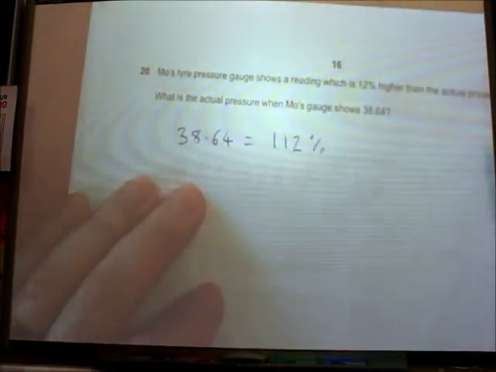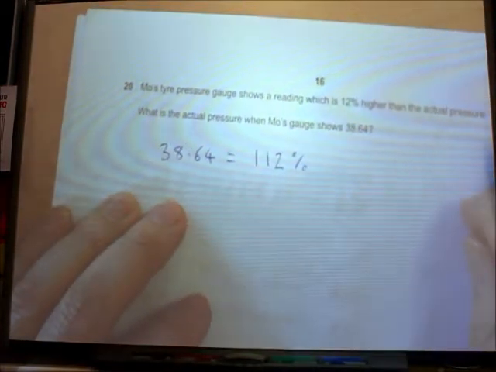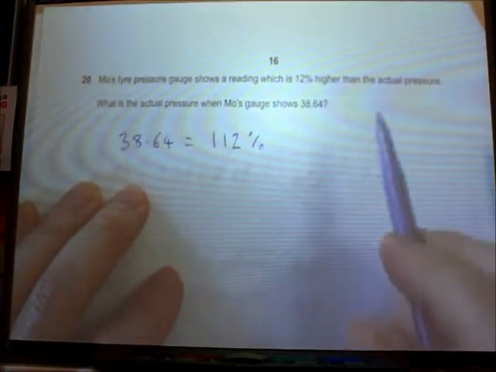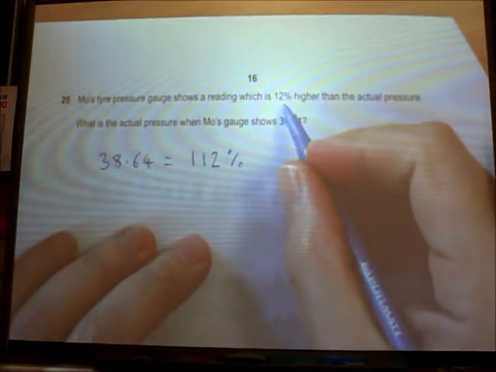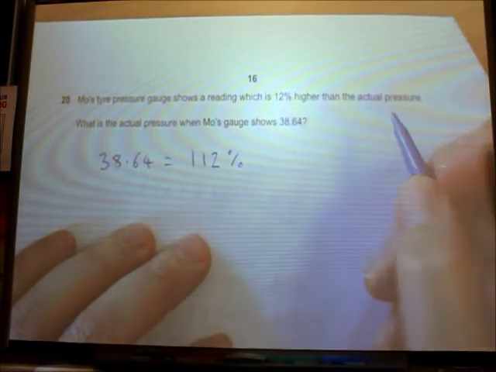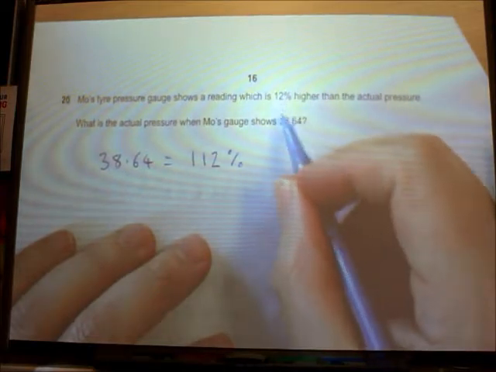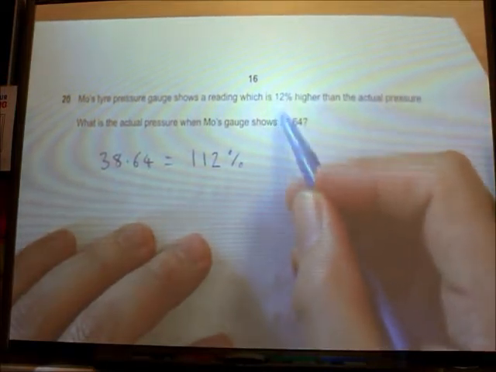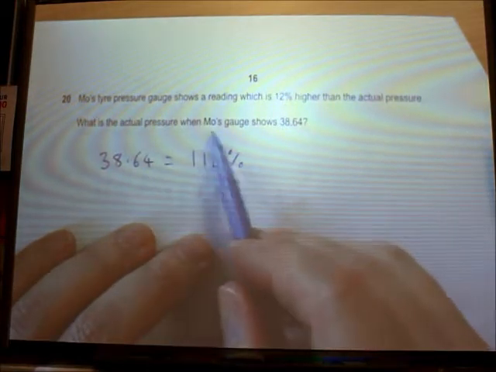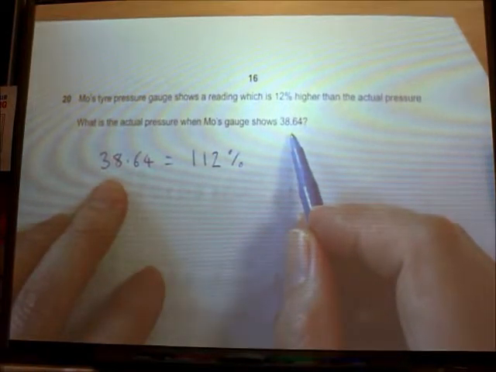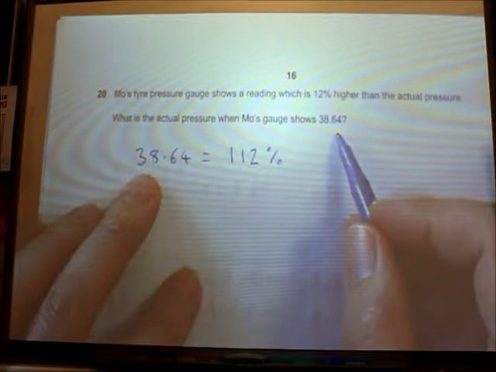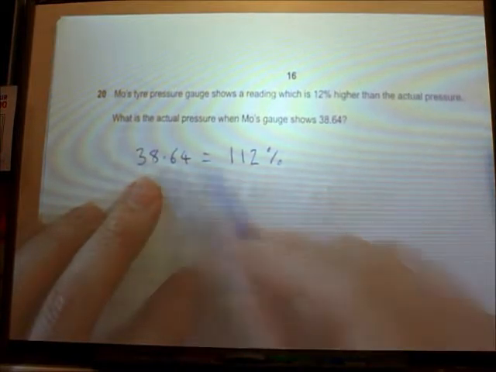Next one, question number 20. Mo's tyre pressure gauge shows a reading which is 12% higher than the actual pressure. Basically it's broken and it's reading too high. So to give you an example, if his tyre gauge pressure said 112, the actual pressure would be 100. So what is the actual pressure when Mo's gauge shows 38.64? Well, don't forget 38.64 is too high. His tyre pressure is not that much, because that is actually 12% higher than what it should be.